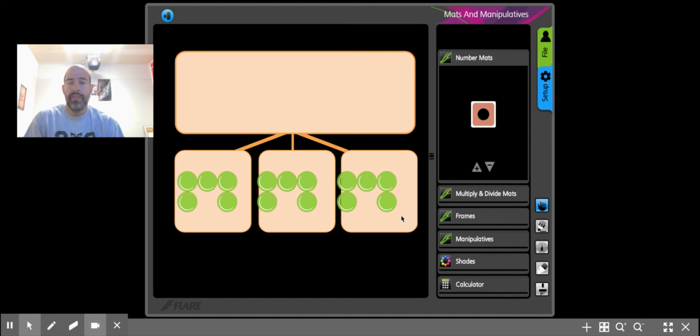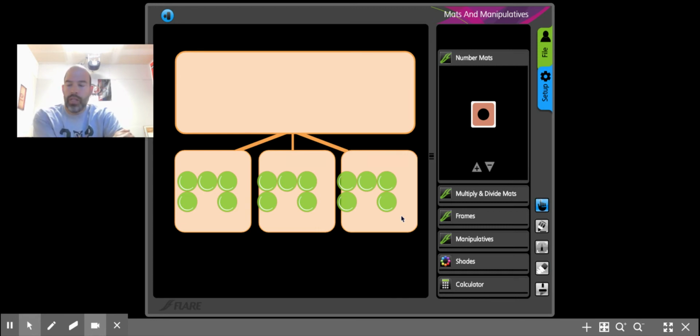We started out with 15 counters, right? And we divided them into three equal groups. So what we found out here was if we have 15 counters divided into three equal groups, each group will have 5 counters. So if you think about this problem, does this remind you a little bit about the inverse operation, multiplication? If we were to multiply 3 times 5, we would get 15, correct?